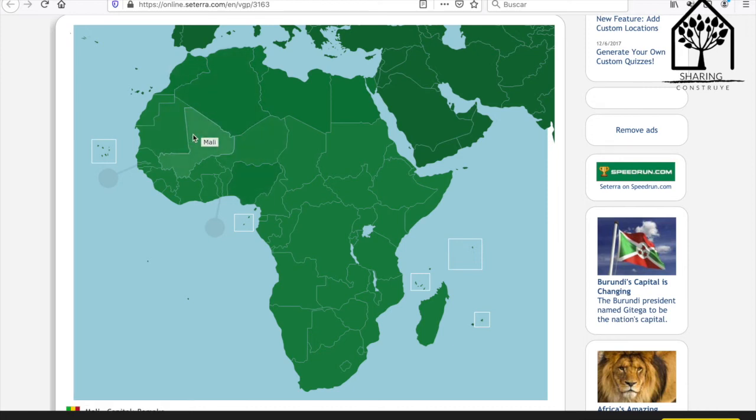Malí, y el que habíamos visto hace rato, Nigeria. Otros muy famosos son Sudán, south of Egypt, Ethiopia. The most easy one to recognize, Madagascar, the island on the east. The big one on the center is the Congo, el Congo. And on the south we have South Africa.